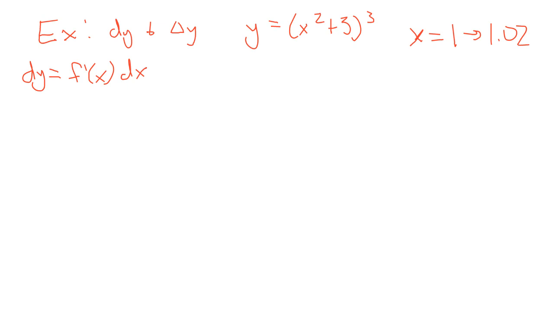So first of all, let's go ahead and figure this out. For dy, if we take the derivative of our function, we can use our chain rule. We pull that 3 exponent out in front, times (x squared plus 3) squared, following our chain rule, times the derivative of our inner function. The derivative of x squared plus 3 is 2x, times our dx.